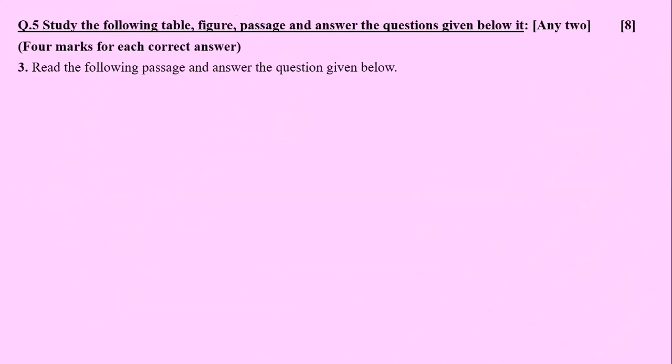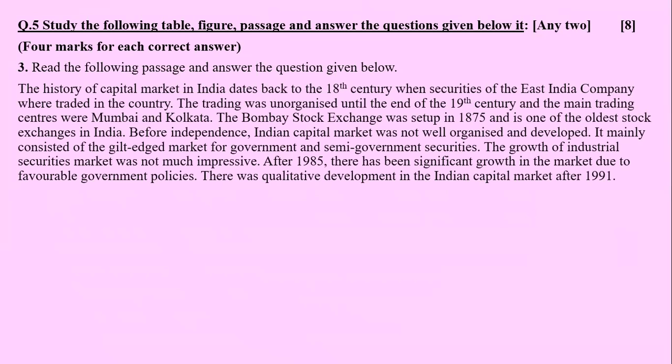Now, third question, read the following passage and answer the questions given below. Now, see the passage. The history of capital market in India dates back to the 18th century, when securities of the East India Company were traded in the country. The trading was unorganized until the end of the 19th century, and the main trading centers were Mumbai and Kolkata.